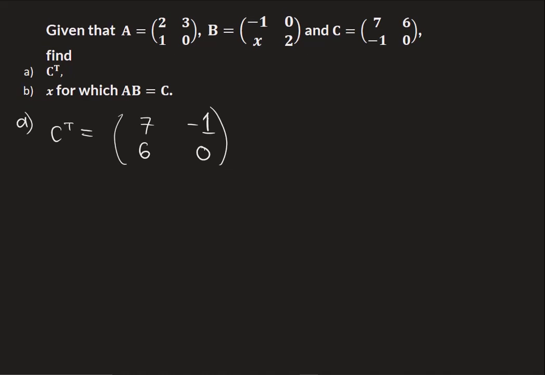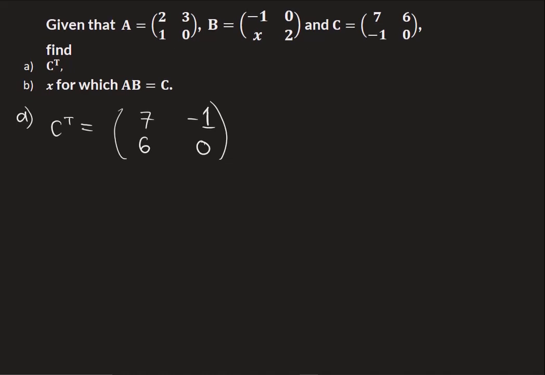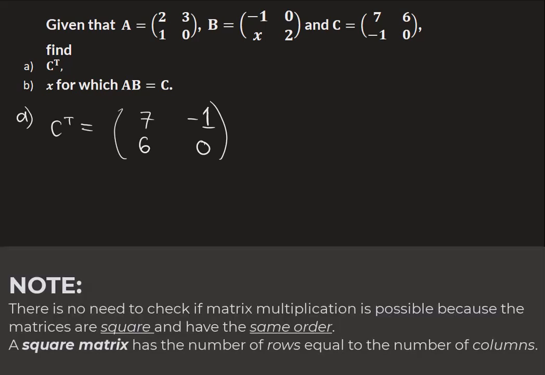Next, let us find x for which AB is equal to C. Now, a key thing to notice here, all our matrices are 2 by 2 matrices, so we don't need to worry about checking because the order is the same.